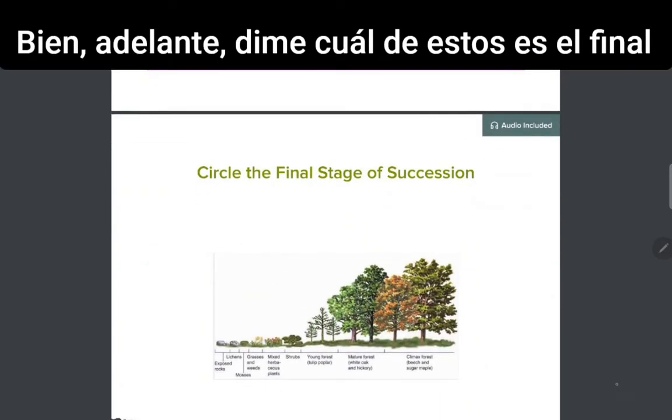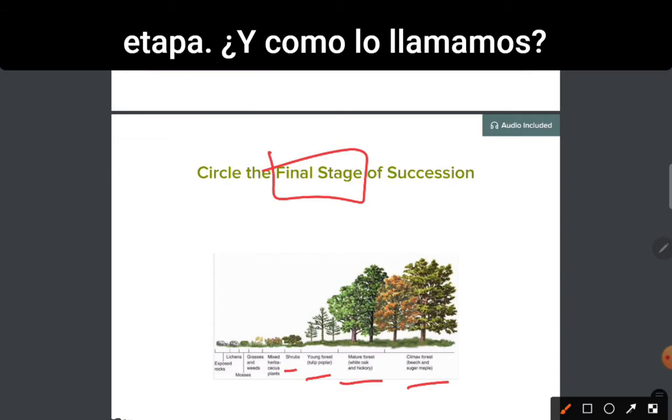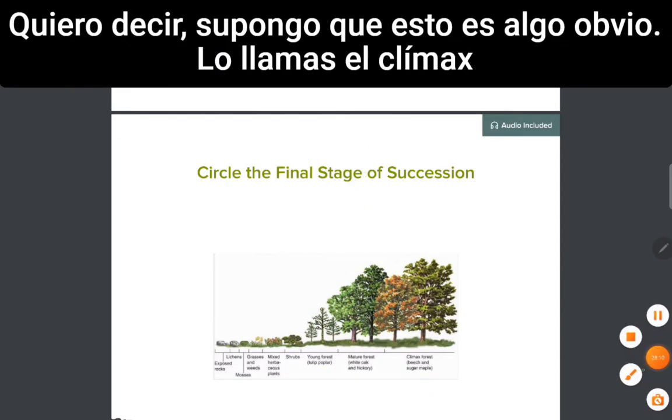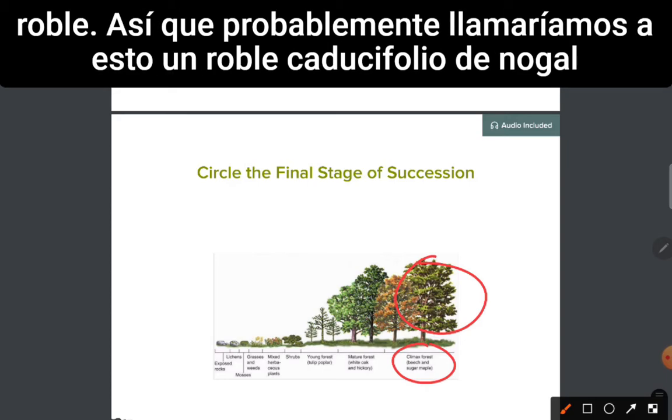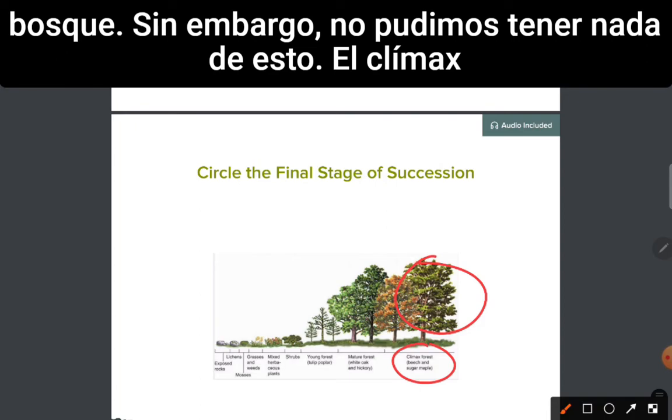Okay, so go ahead and tell me which of these is the final stage, and what do we call it? I mean, I guess this is kind of obvious. You call it the climax community. So the climax community in this case is like an oak tree. And so we would probably call this a hickory oak deciduous forest.